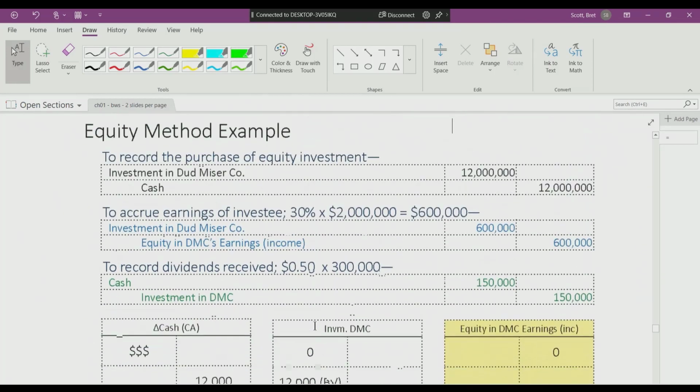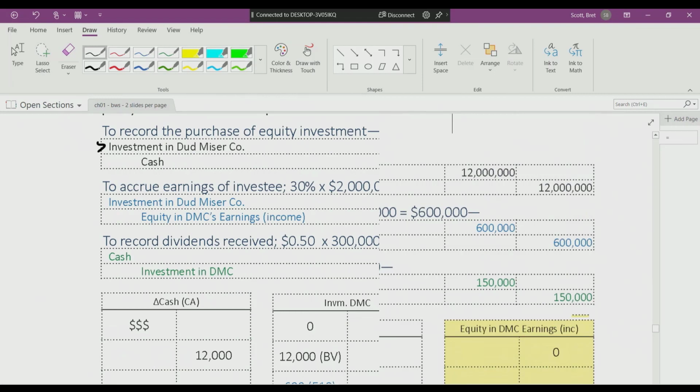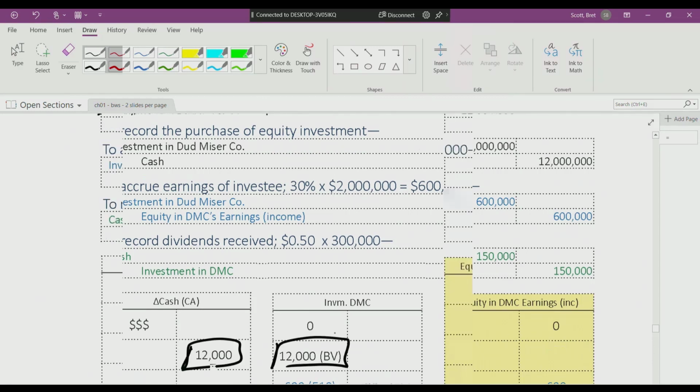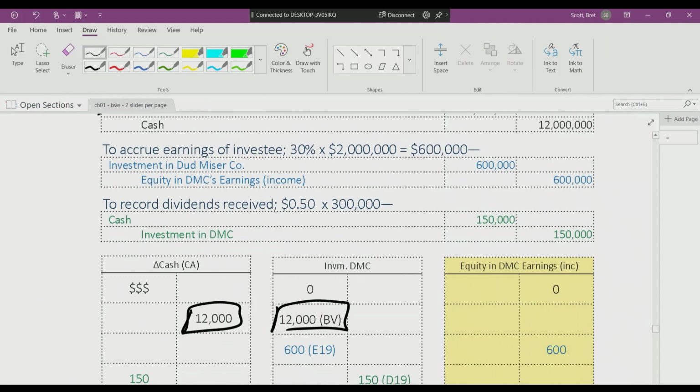Down below, you'll see the journal entries. My initial investment in Dudmeiser, $12 million. Cash paid $12 million. There you see it down below. 12 million, 12 million. I put a little BV next to the 12 million in the ledger because I'm going to start keeping track of what goes inside this T account. It's going to get really messy over time.